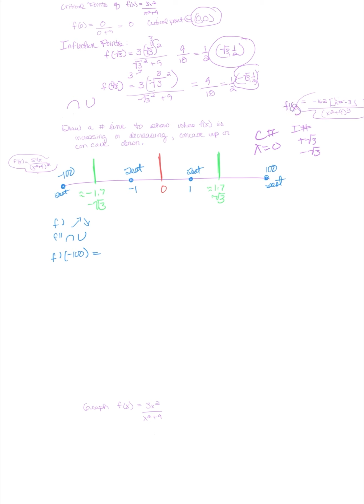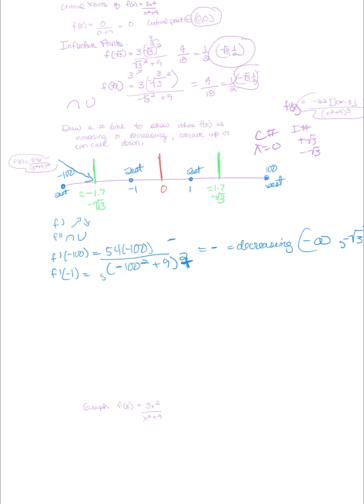Okay, there we go. So we have 54 times negative 100. So we know that's going to be a negative. And then we have, remember, we only care about the sign. And so then we have negative 100 squared, which is going to be positive. This is always going to be positive because it's squared. So we have a negative and a positive. Well, that's going to be negative. So therefore, we are decreasing from negative infinity to negative square root of 3. So we are decreasing.